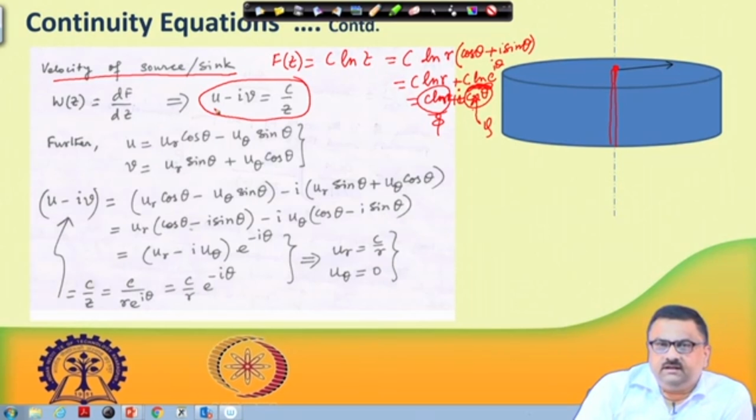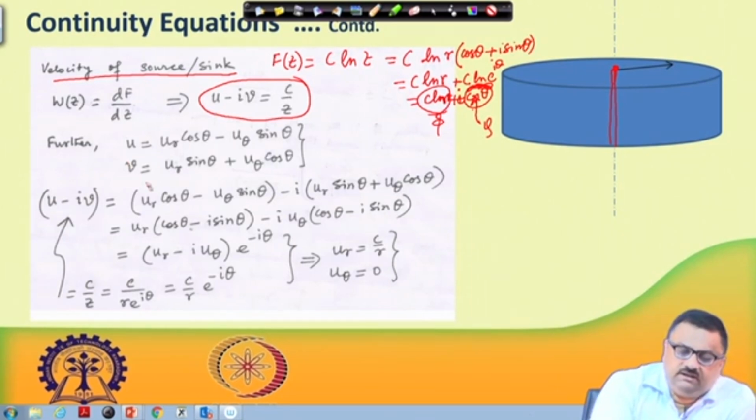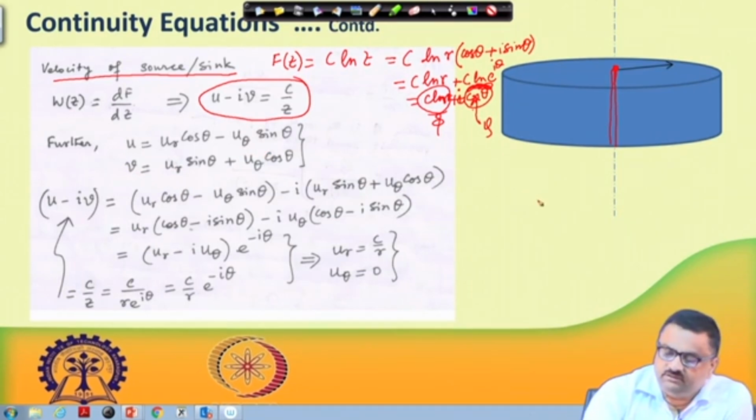Further, we have studied these in one of the lectures earlier. u can be written as u_r cos theta minus u_theta sin theta. You may recall that I have these x and y, and at a particular location I have, in the x direction I have u, and in the y direction I have v. On the other hand, if we want to work with the r theta system, this is the r and this angle is theta.